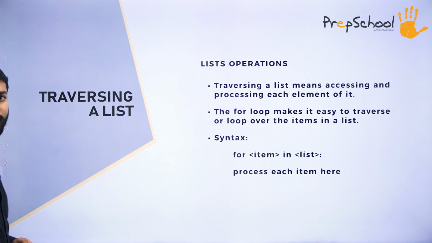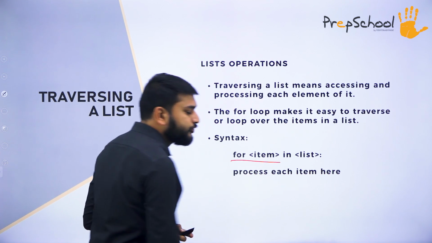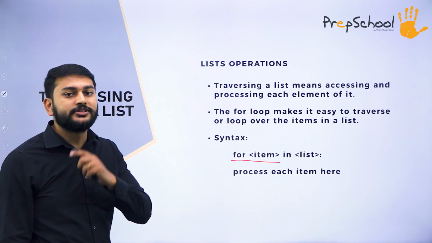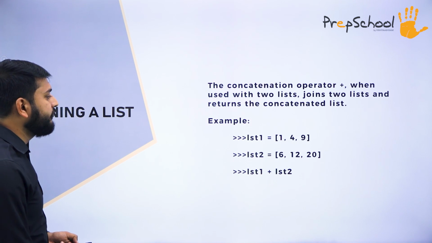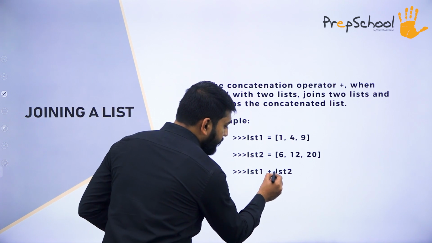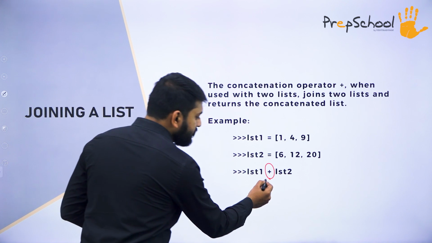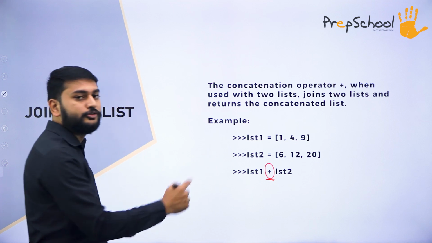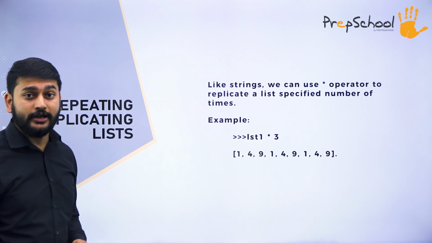First one is traversing. So how do I traverse? The same concept, I will be using the for loop to traverse each and every element that I have in the list. The next one is the concatenation operation, that is join. I'm using plus to join one list with another list. I'm using the concatenation operator to join two different lists is what I'm trying to explain.